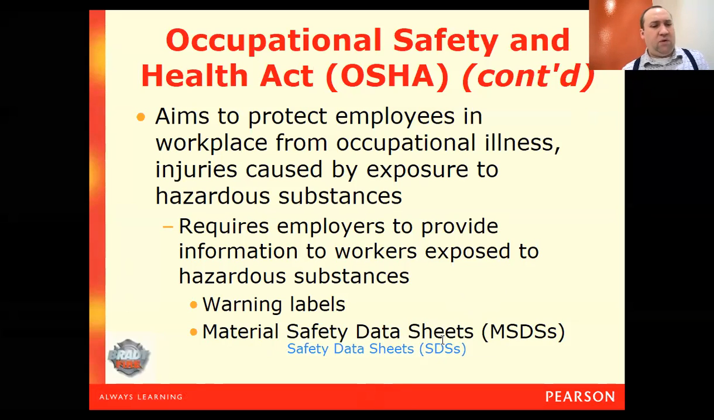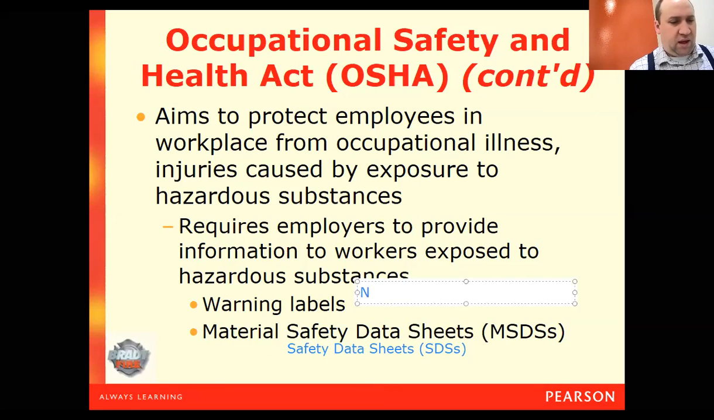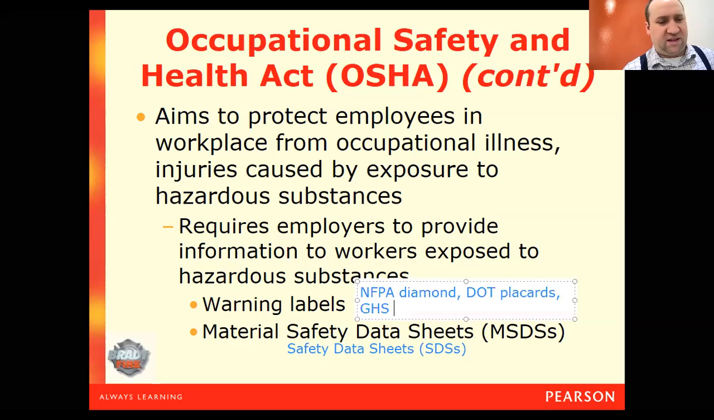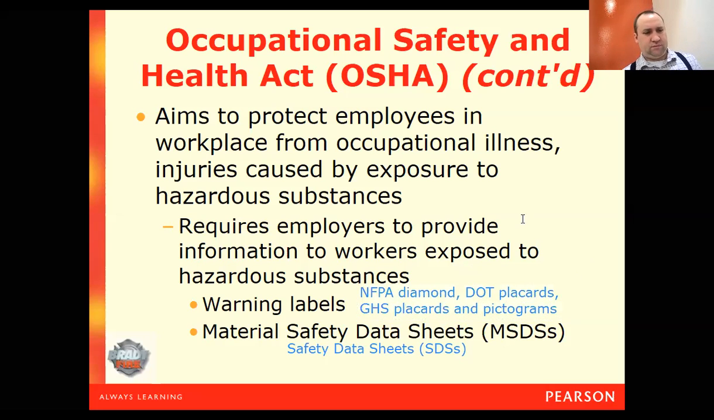So warning labels can come in the forms of the NFPA diamond, DOT placards, or the Global Harmonized System placards, and pictograms. All of those are possibilities for what would constitute a warning label.